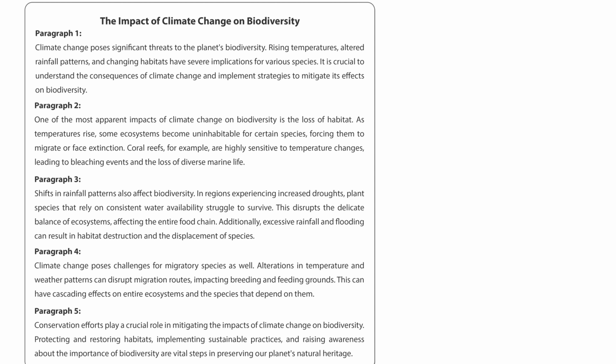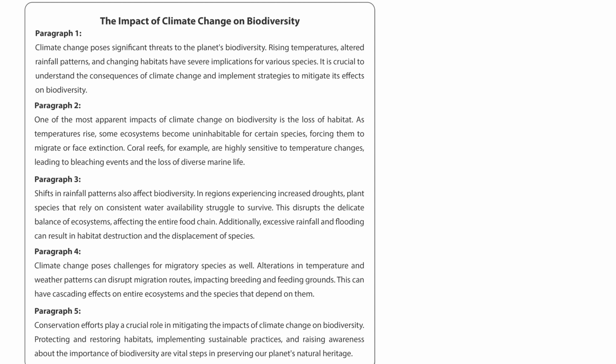Paragraph 3. Shifts in rainfall patterns also affect biodiversity. In regions experiencing increased drought, plant species that rely on consistent water availability struggle to survive. This disrupts the delicate balance of ecosystems, affecting the entire food chain. Additionally, excessive rainfall and flooding can result in habitat destruction and the displacement of species.